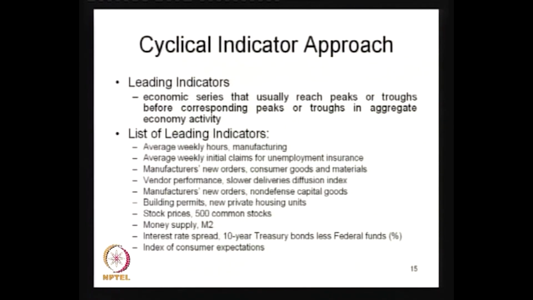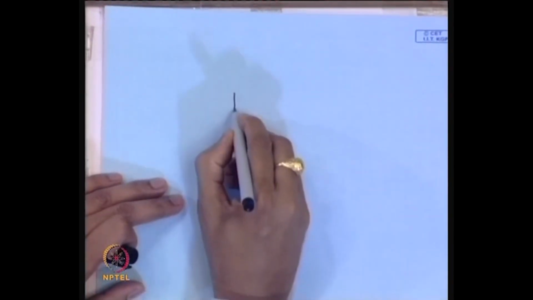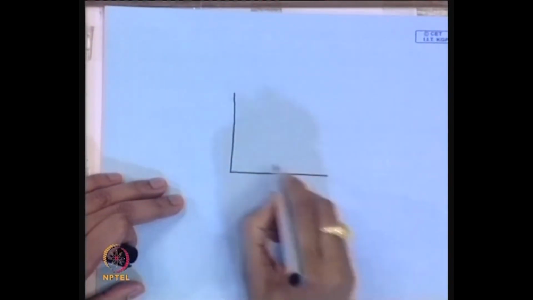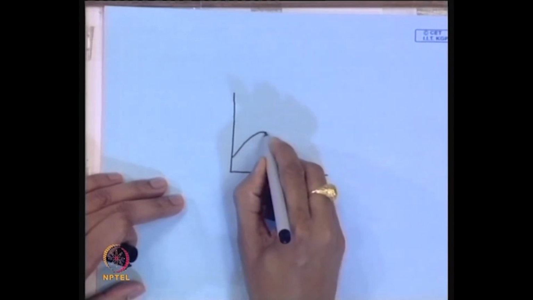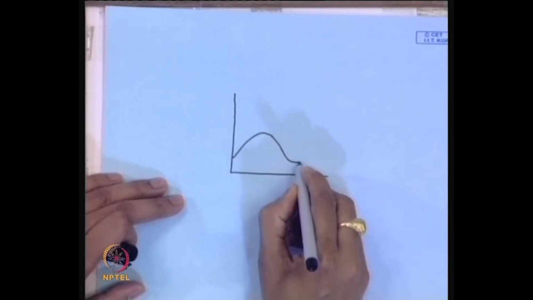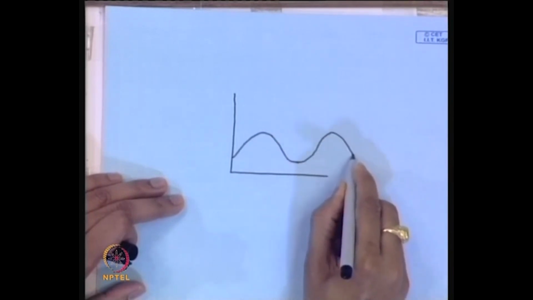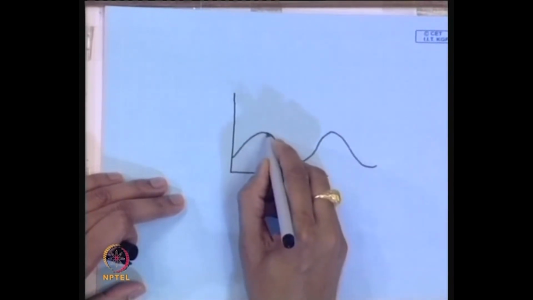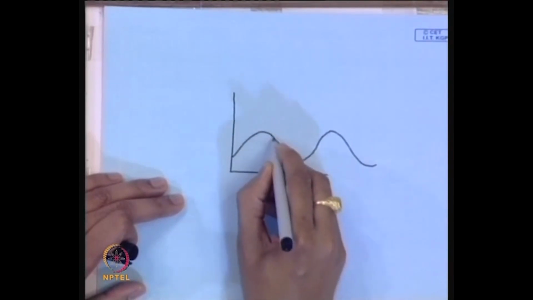When you say leading indicators, these are indicators which have certain peaks or troughs before the corresponding peaks and troughs in the aggregate economic activity. That means, let us say we have a cycle where there is a peak going to happen and there is a trough, like that. This is typically the business cycle. We have a peak, then it falls, this is the boom period, then you have a recession here.